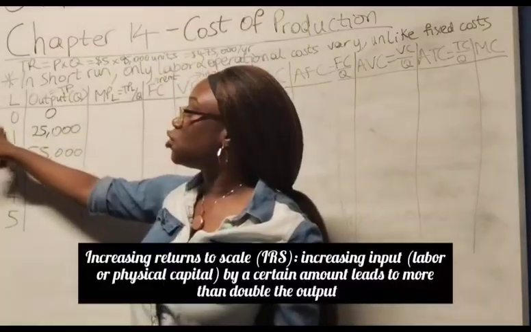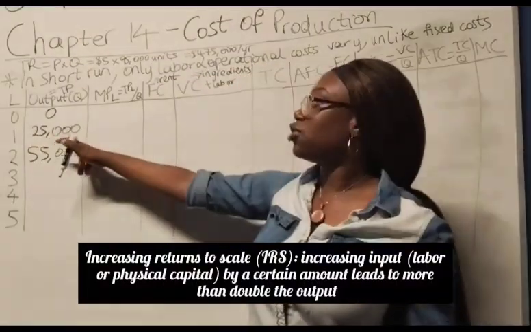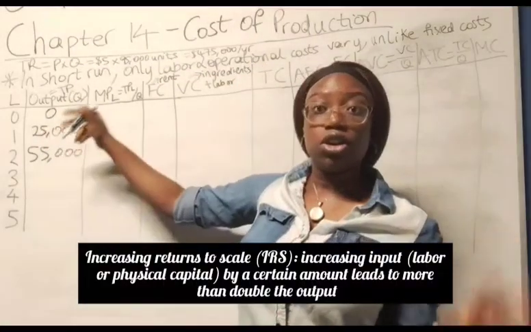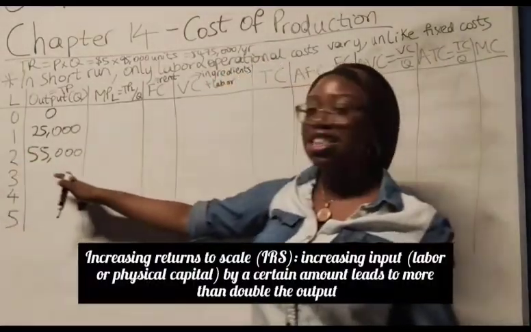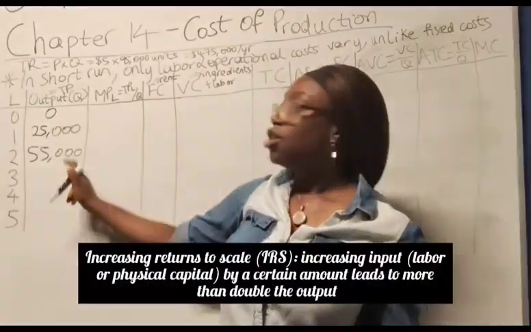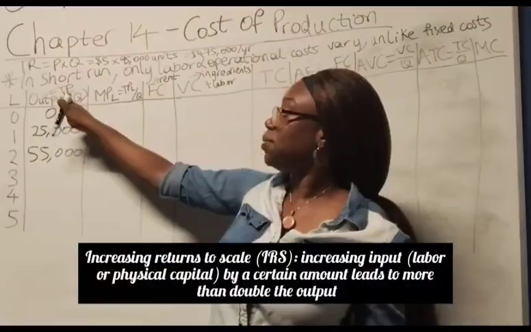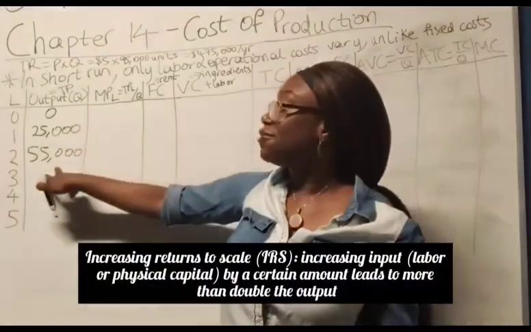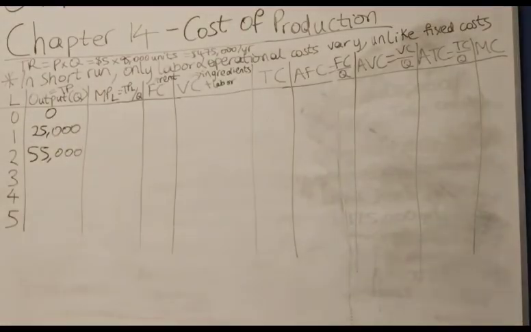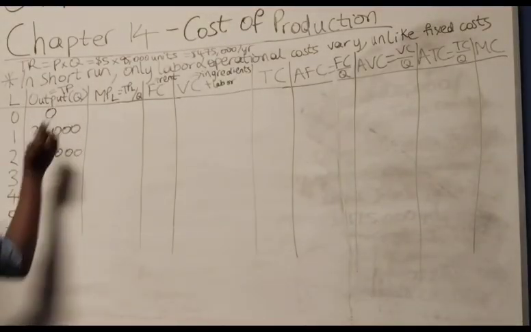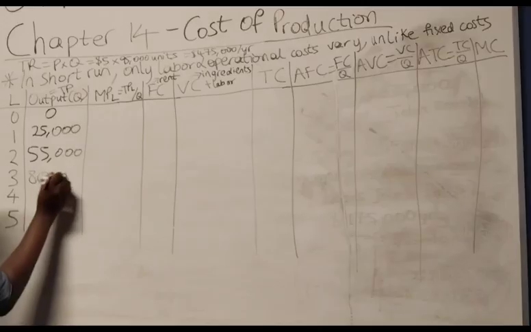So when you increase labor from 0 to 1 worker, you can see that production went from 0 to 25,000 units of burger. And when you increase the labor from 1 worker to 2 workers, you see that production more than doubled, right? So your total production, your TP, more than doubles to 55,000. That is known as increasing returns to scale. How about when labor becomes 3 units? Then the production of burger increases to 80,000.